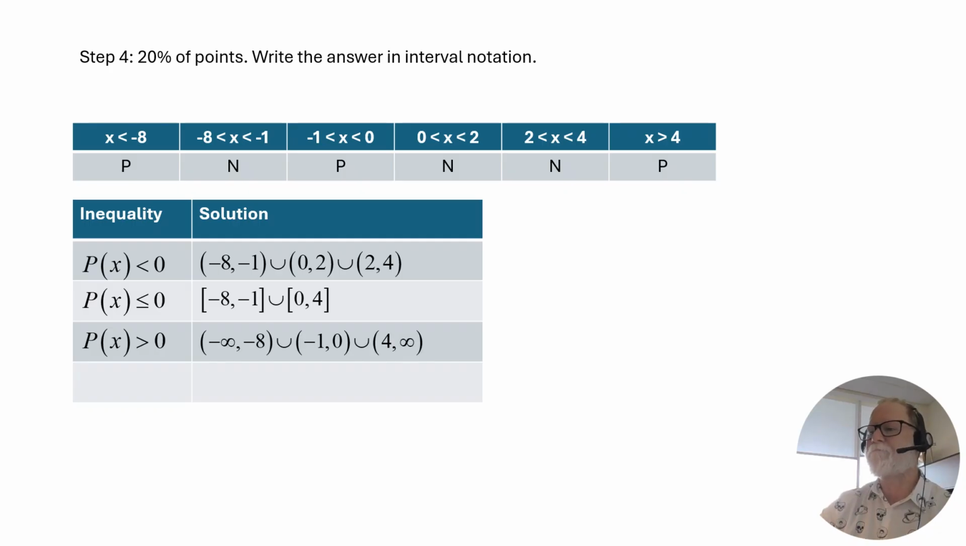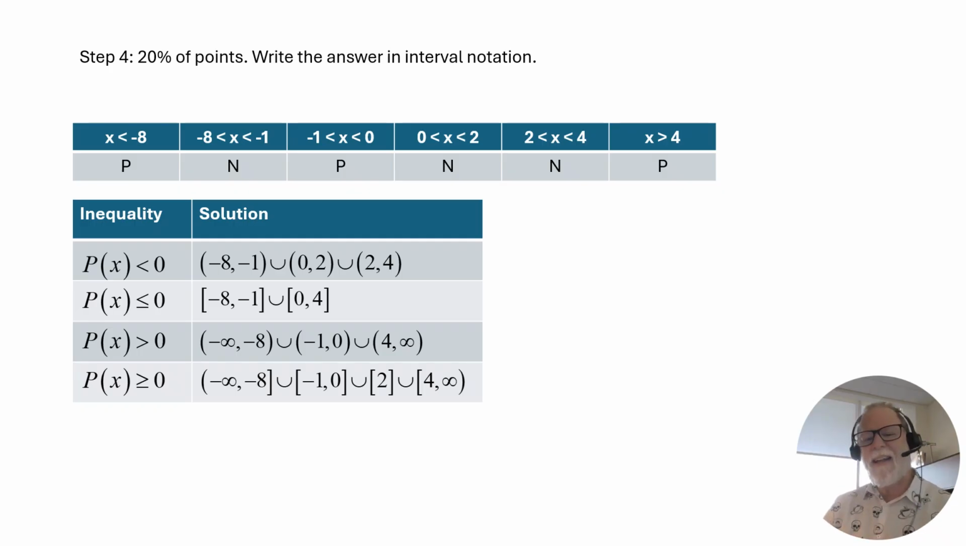Greater than 0 are all the positives. And then it's going to be equal to that individual number, the critical value of 2, and you can see I use the square brackets there. You can use the curly brackets for individual numbers, but I keep it consistent.